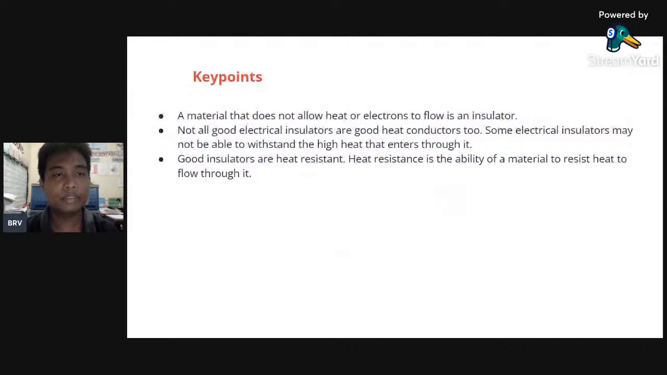So these are the key points. A material that does not allow heat or electrons to flow is an insulator. Not all electrical insulators are good heat insulators. Some electrical insulators may not be able to withstand the high heat that enters through them. Because of the amount of heat they receive, they cannot survive and get deformed. Good insulators are heat resistant. Heat resistant is the ability of a material to resist heat flowing through it.